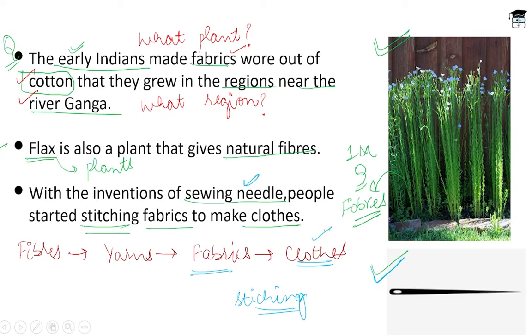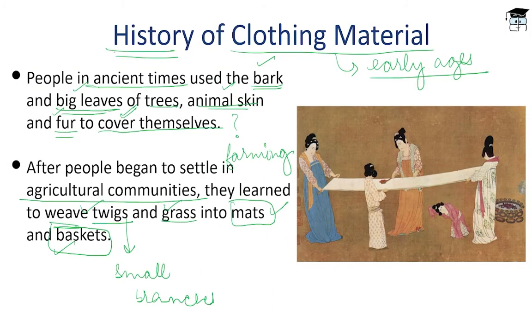Now students, this is the history of the clothing material. This is how people from the early ages started making their clothes. In this picture you can see that people are making clothes from this fabric. I hope this history is clear to you.